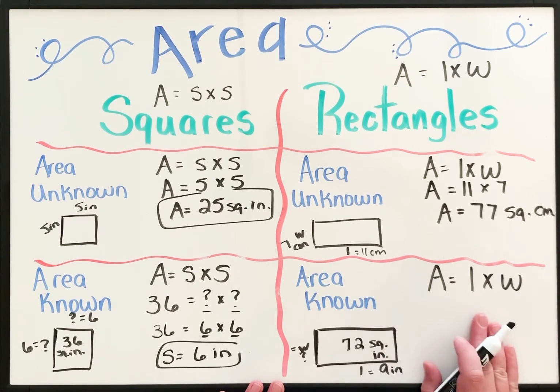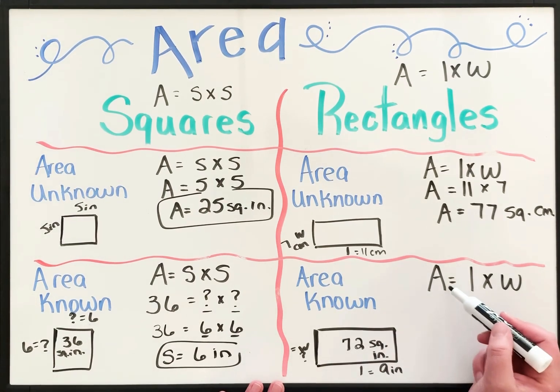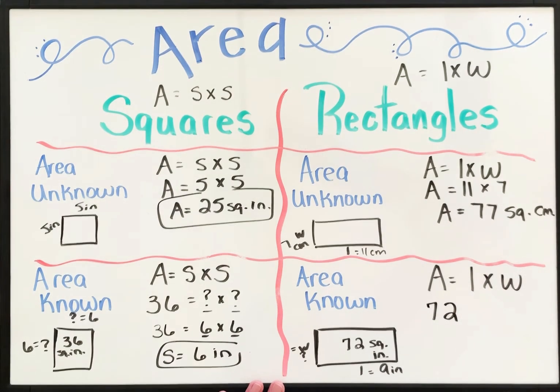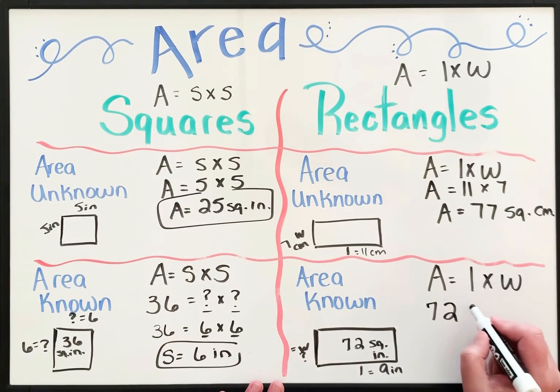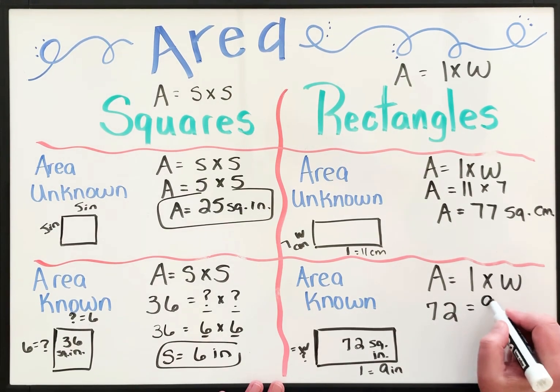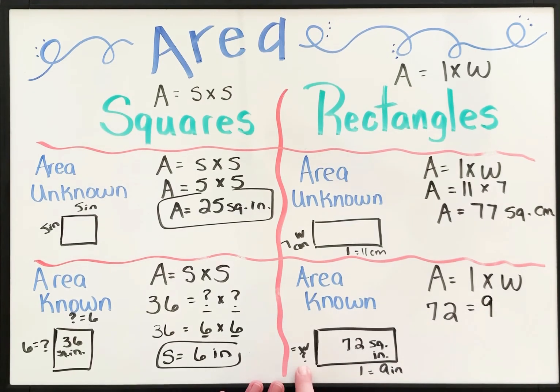I can work from there to solve. Let's use our formula and plug in what we know. I know my area, it is 72, so I'm going to plug in my 72 right there below the A. In this problem, I was given my length, which we said was 9 inches, but the width is our unknown, so for that width, I'm going to put a question mark. Now that I have my numbers plugged in, I just have to think backwards.